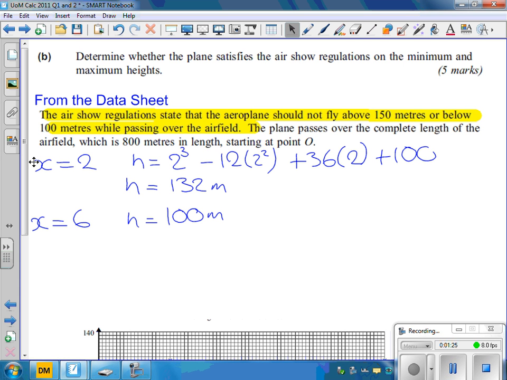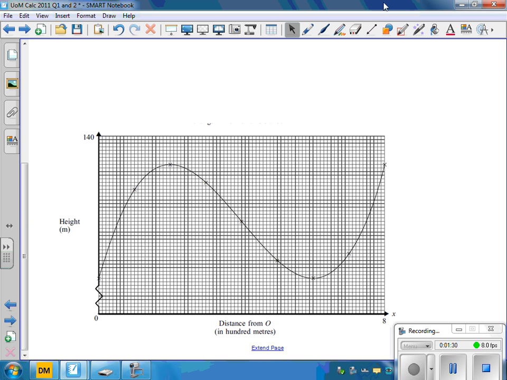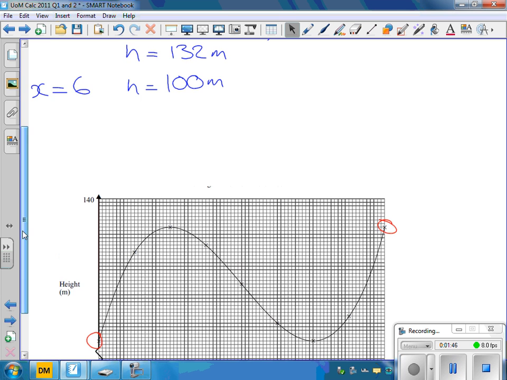There is a little bit more to this though, because if you go down to the graph, you do also need to make sure that you check the start and the end of the plane's journey. Now you might think you can just look at the graph and check whether it's too high or too low, but to make sure you get full marks you must show your working. So at the start of the journey, x is 0. If you put 0 into the function for h, you should get 100 meters. So again, we're fine there.